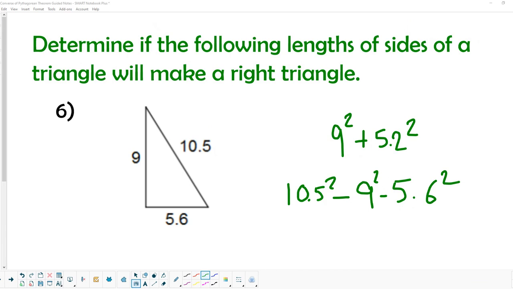So 10.5 squared is 110.25. Minus 9 squared drops us down to 29.25. Minus 5.6 squared. Oh, when we check this, we end up with minus 2.11. So that was really close to 0, but not quite. So this is not quite a right triangle. Got close, but not quite there.